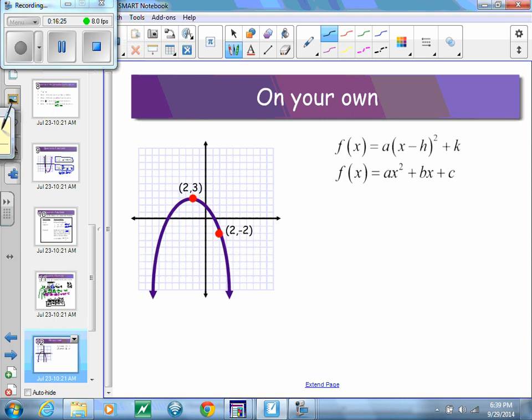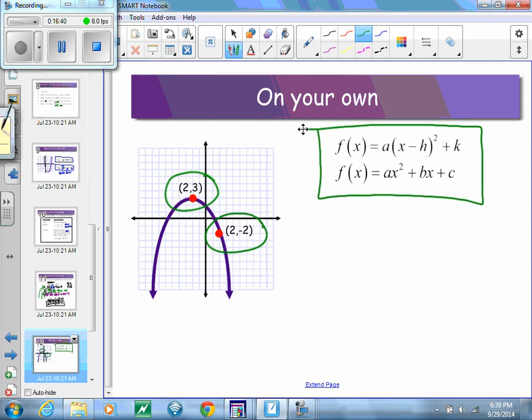What I'd like you to try and do here is, if I give you a graph of a parabola which has a vertex at (2, 3), and the graph goes through the point (2, -2), can you come up with a function, the equation, to go with this parabola? So you've got a vertex of (2, 3), it goes through the point (2, -2), and now you're trying to come up with an equation to match that function.